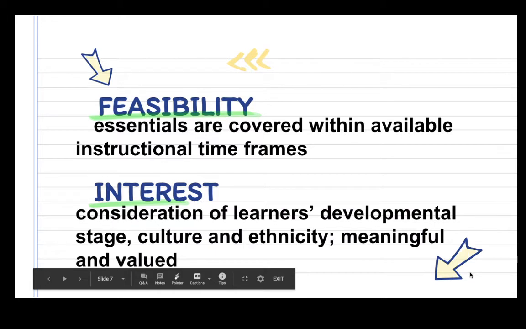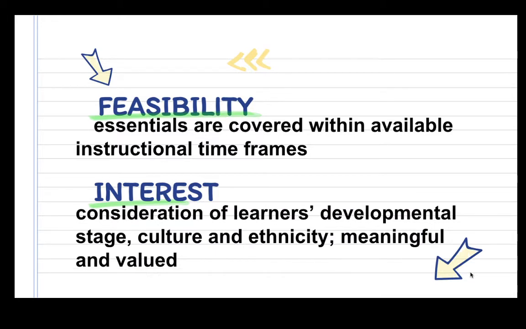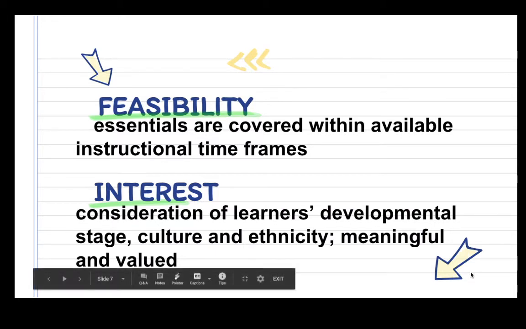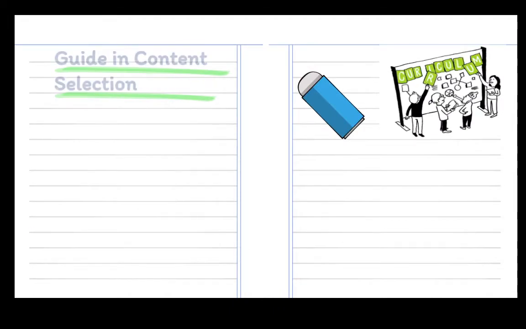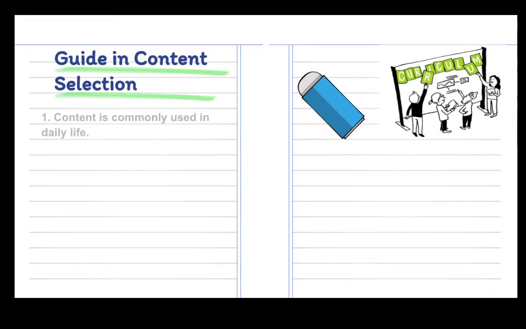Interest. Consideration of learners' development stage, culture, and ethnicity, meaningful and valued. This is in accordance with the diversity of our learners. Guiding content selection. Number one, your content is commonly used in daily life. Life skills, as what we said.